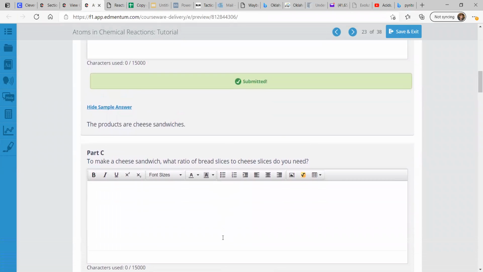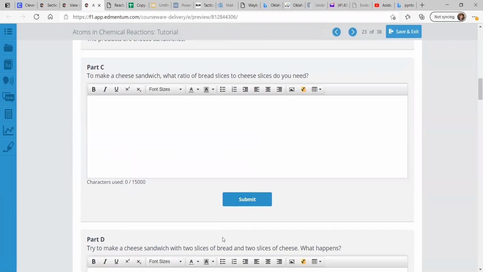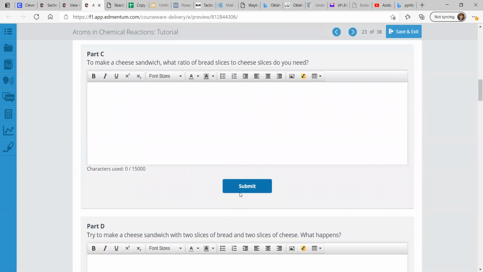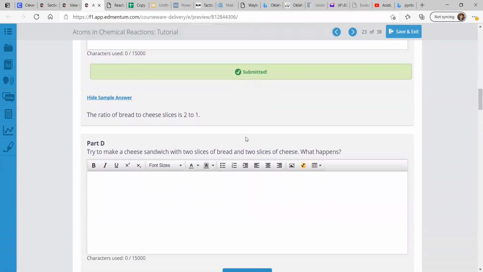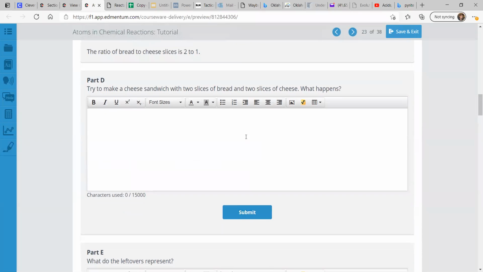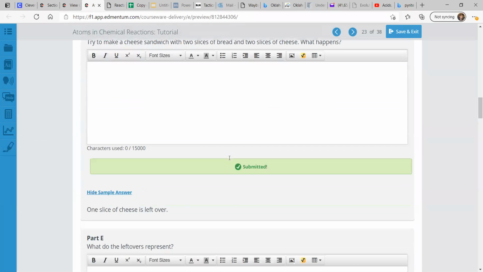Okay, this is all based off of just cheese sandwiches. To make a cheese sandwich, what ratio of bread slices to cheese slices do you need? You need 2 slices of bread to 1 slice of cheese. Try to make a cheese sandwich with 2 slices of bread and 2 slices of cheese. What happens? There is 1 cheese left over.